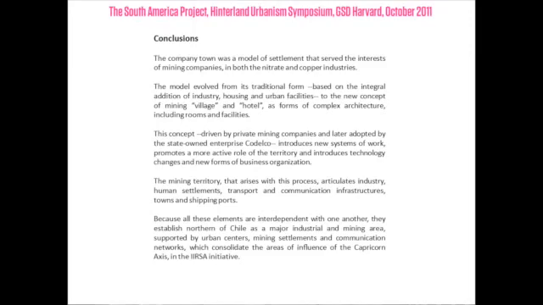The mining territory that arises with this process articulates industry, human settlements, transport and communication infrastructures, towns, and shipping ports. Because all these elements are interdependent with one another, they establish northern Chile as a major industrial and mining area, supported by urban centers, mining settlements, and communication networks, which consolidate the areas of influence of the Capricorn axis of the IIRSA initiative.